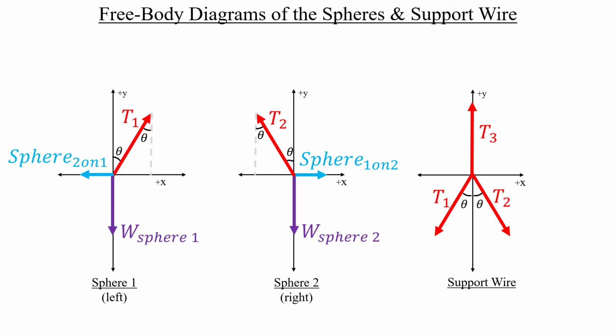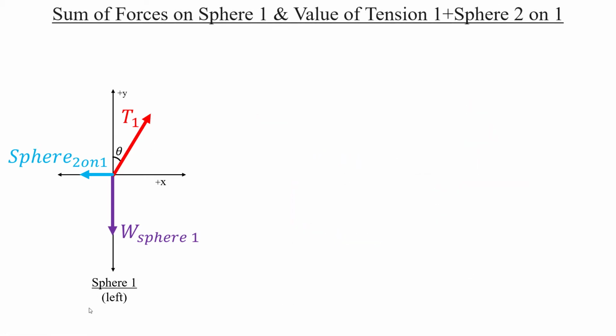And so what do we need to solve for? Why are we doing all this? Well, we need the magnitude of tension 1, we need the magnitude of tension 2 and tension 3, and then we need the magnitude of this sphere 1 on 2 or sphere 2 on 1. It doesn't matter because they're equal lengths but opposite in direction. So if we find out the value of one, we can just find out the value of the other by changing the sign if we have to. So let's start off with the sum of forces on sphere number 1.